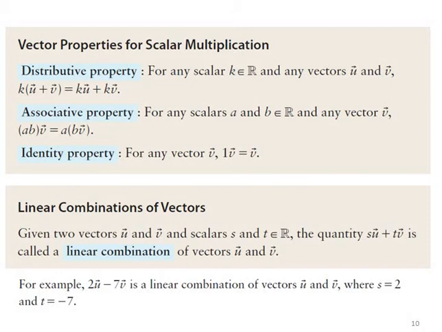And then we are talking about linear combination of vectors. Given two vectors u and v and scalars s and t belonging to real numbers, the quantity s times vector u plus t times vector v is called the linear combination of vectors u and v. This concept is really important in the vectors part. Linear combinations of vectors can be formed as s times u plus t times v. For example, 2 times u minus 7v is a linear combination of u and v, where s is 2 and t is negative 7.